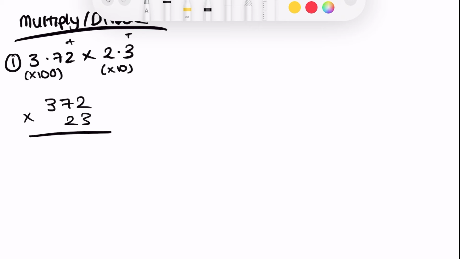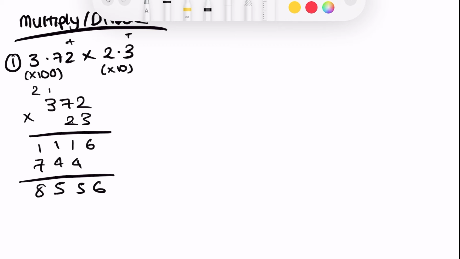Okay. And then we can just calculate this as normal as we do with whole numbers. So 3 times 2 is 6. 3 times 7 is 21. 3 times 3 is 9 plus 2 is 11. 2 times 2 is 4. 2 times 7 is 14. Carry the 1. 2 times 3 is 6 plus 1 is 7. So we've got 6, 5, 5, and 8. Okay. So 372 times 23 equals 8,556.